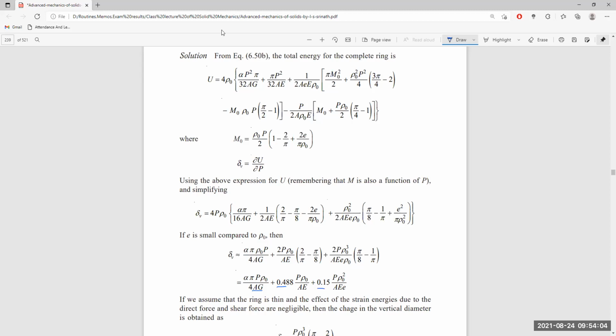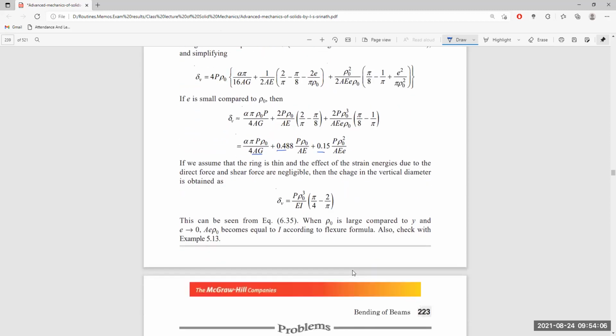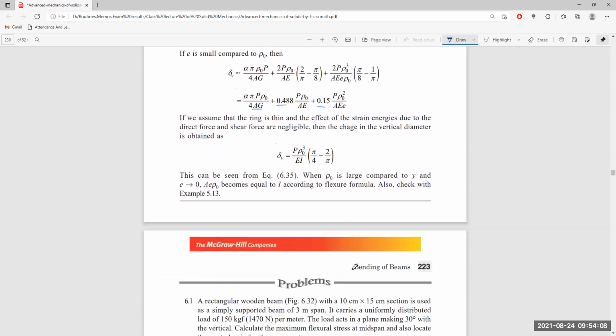If we assume the ring is thin and the effect of the strain energy due to the direct force and shear force is negligible, then the change in the vertical diameter, the effect of strain energy due to direct force and shear force, is negligible. So we cancel this equation, and the shear force P is also neglected. We cancel this equation also here. Thus, this equation will use this portion of the equation multiplied by pi by 4 by 2 by pi.